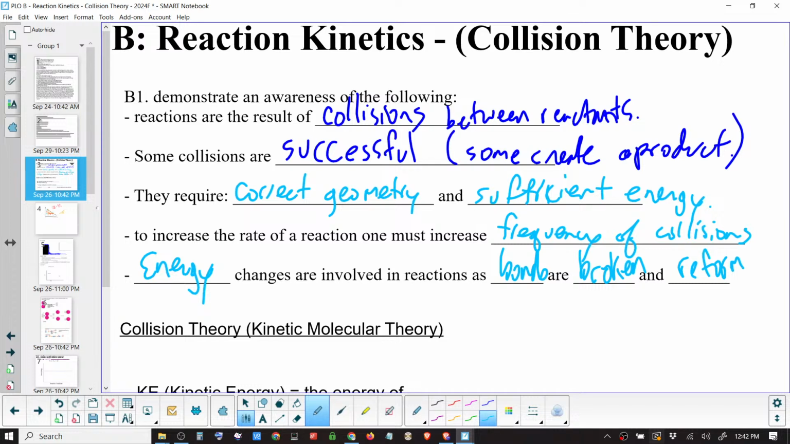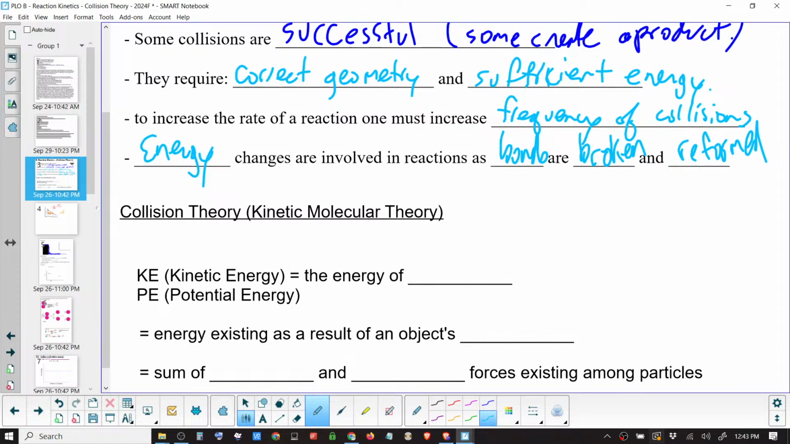But all of chemistry is about breaking a bond and then reforming it in a new way. So we have to hit with enough energy to break the old bonds and then have the correct geometry so that the new ones that are formed give you the correct product. What do we call energy of motion? It's kinetic energy. So everything starts off with kinetic energy, energy of motion.